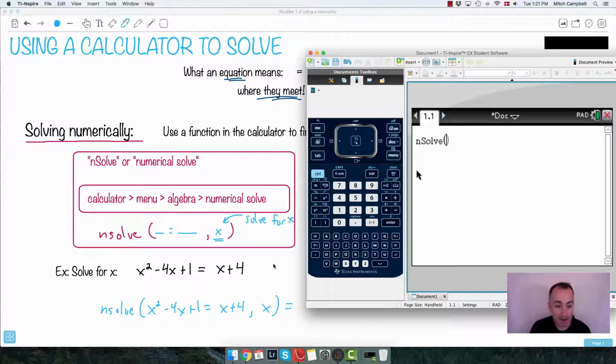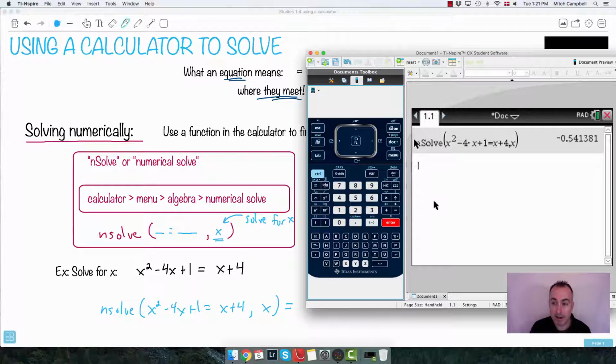Now what do I put in? I put in my equation. So I've got x, and I put in the squared button here. Sometimes you have to do a right arrow here, minus 4x, so far I'm looking good here, plus 1. Now you actually have the equal sign, look, it's right here, equals x plus 4, so I'll put in x plus 4. Don't forget comma, because you have to tell it solve with respect to x. Put an enter, and you get a magical number.